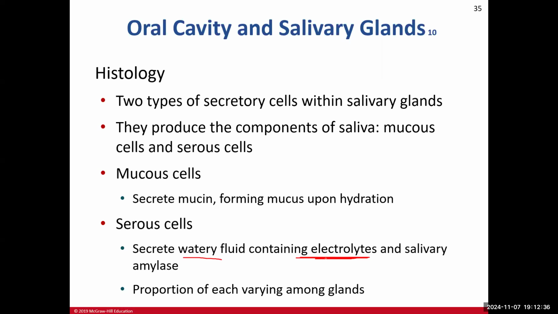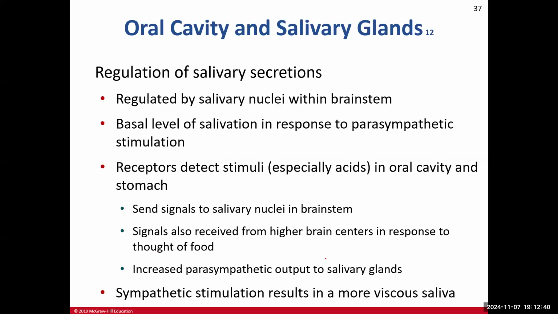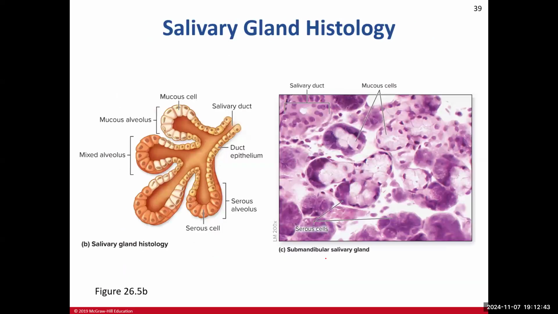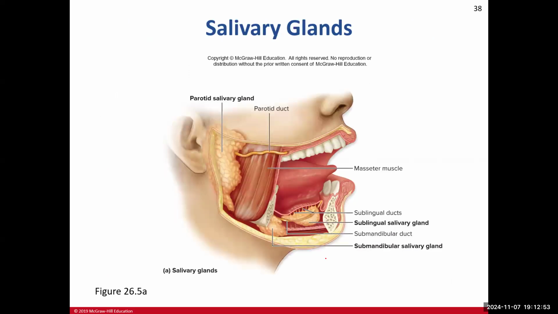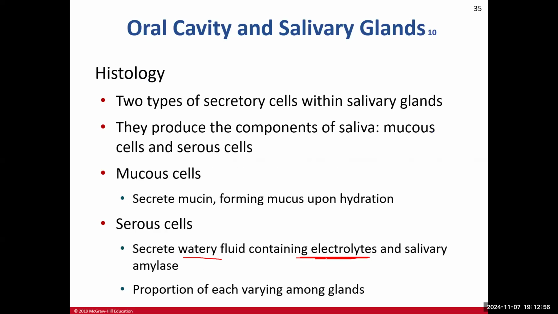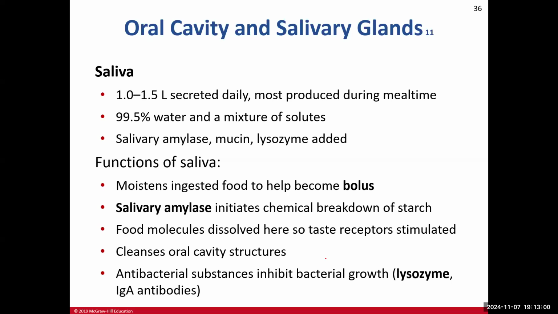All right, I think I even have a picture. I don't. There it is. So here you can see parts of these salivary glands are going to have those mucus secreting cells and then the serous secreting cells. And so the mucus cells, mucin, is going to help with that lubrication and also with helping to hydrate the material that you're chewing up before it forms the bolus.